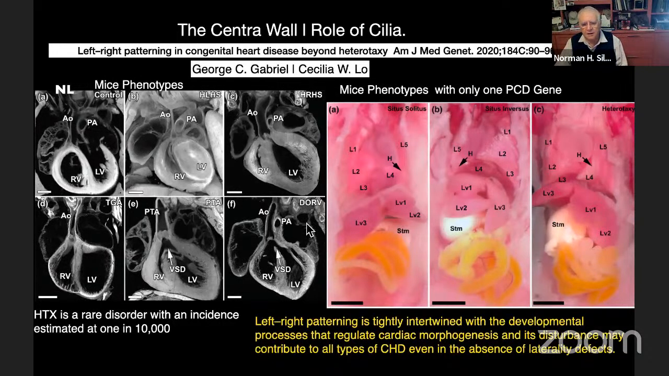And double outlet right ventricle. And these are just some of the pictures of the scan with situs solitus. Here are the lobes of the lung. Here's the cardiac axis here. Here are the lobes of the liver and the stomach and the bowel.